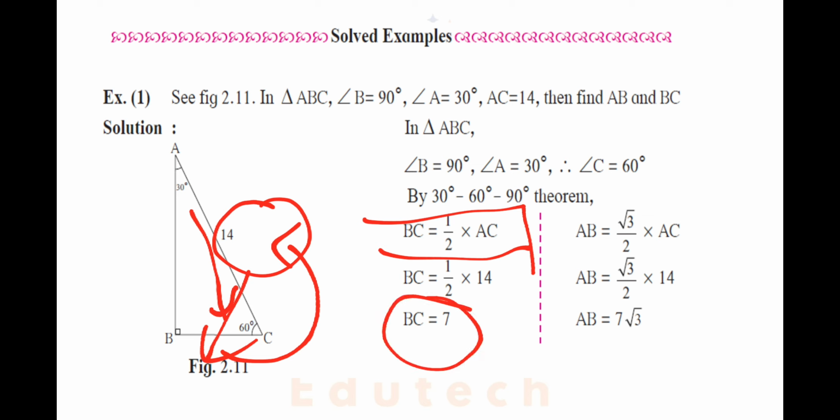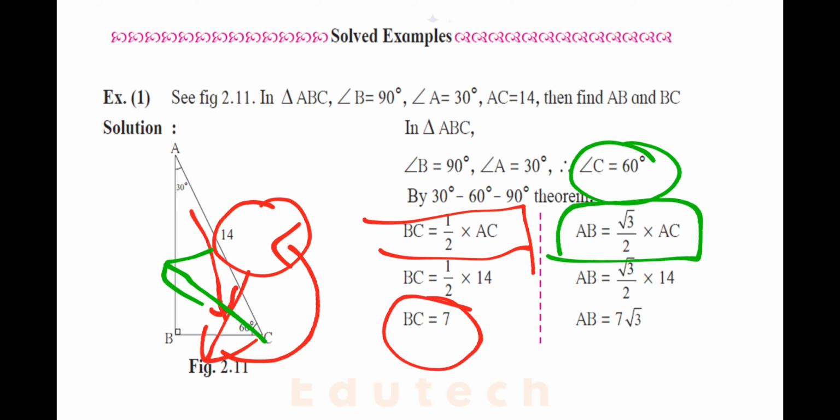Now for AB, look at AB, it is opposite to the 60 degree angle. So now apply the 60 degree formula. So AB equal to root 3 times AC divided by 2. How much will AB be? Root 3 by 2 of AC. So AC is 14, root 3 by 2, 2 sevens are 14. So my AB equal to 7 root 3.